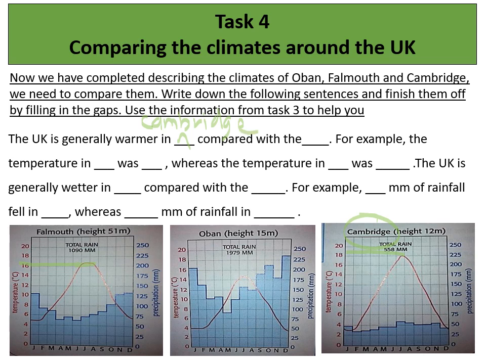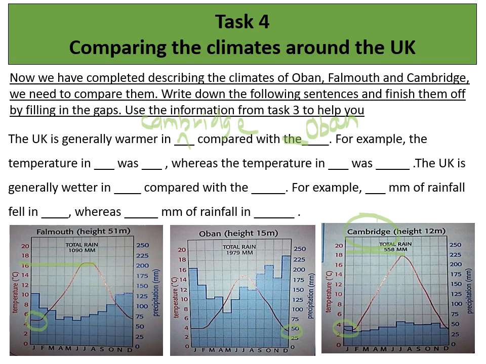compared with, and then we have to look at which area has the coldest temperatures. So the coldest temperature in Oban is roughly 1 degree, and the coldest temperature in Cambridge is roughly 3 degrees, and the coldest temperature in Falmouth is 5 degrees. So we would say the UK is generally warmer in Cambridge compared with Oban. Okay, and then you have to say what the temperature was in Cambridge and what it was in Oban, and in what months, and then you do the same thing for rainfall.